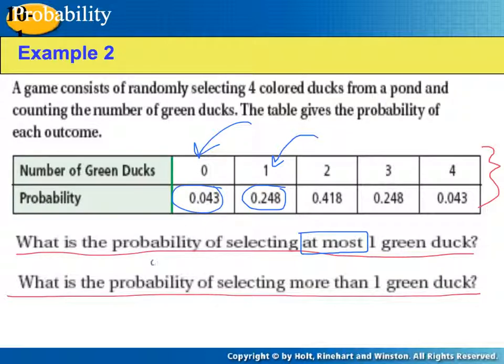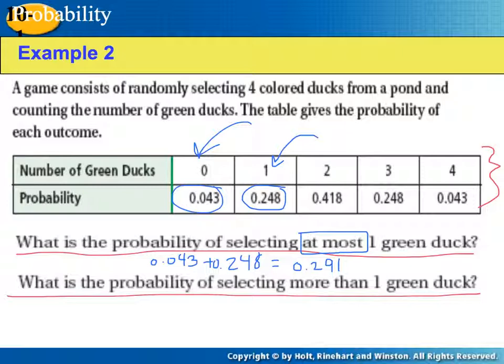So I get 0.043 plus 0.248. When I add these together, I end up with 0.291. The probability of me selecting either 0 or 1 is 0.291. If you want to put that in percentages, it's 29.1%. Okay?